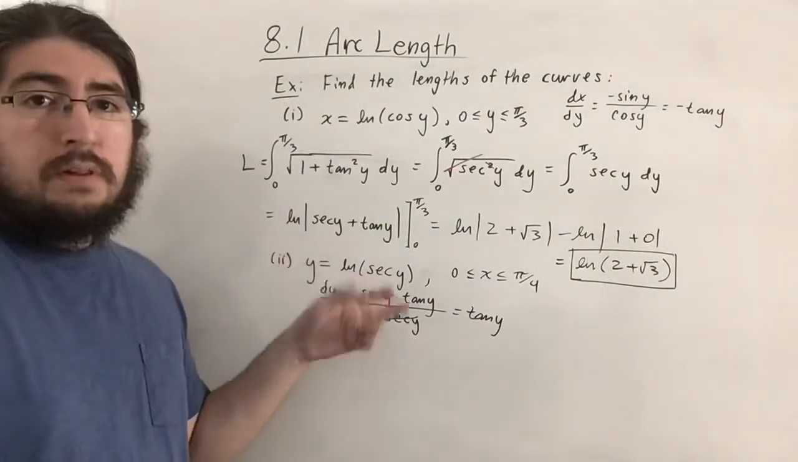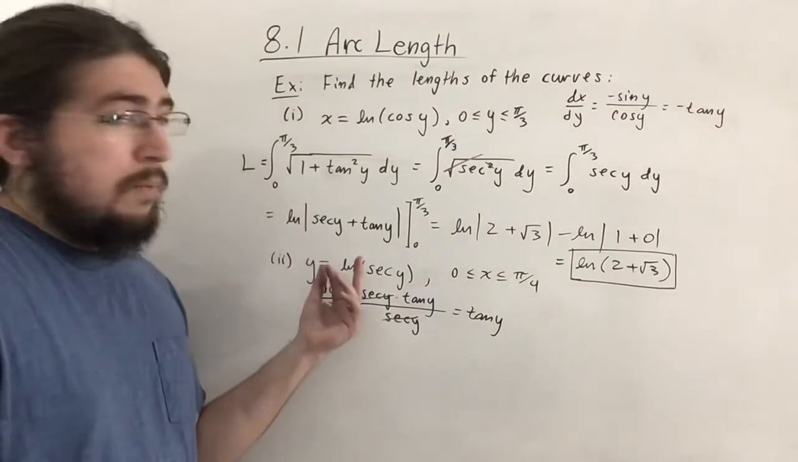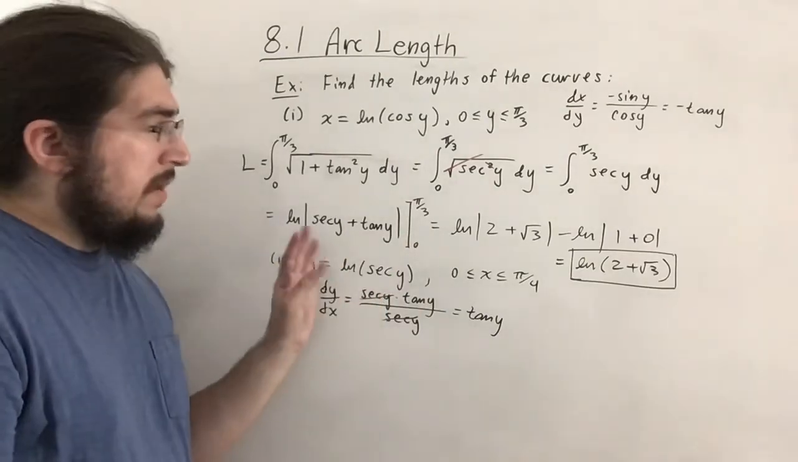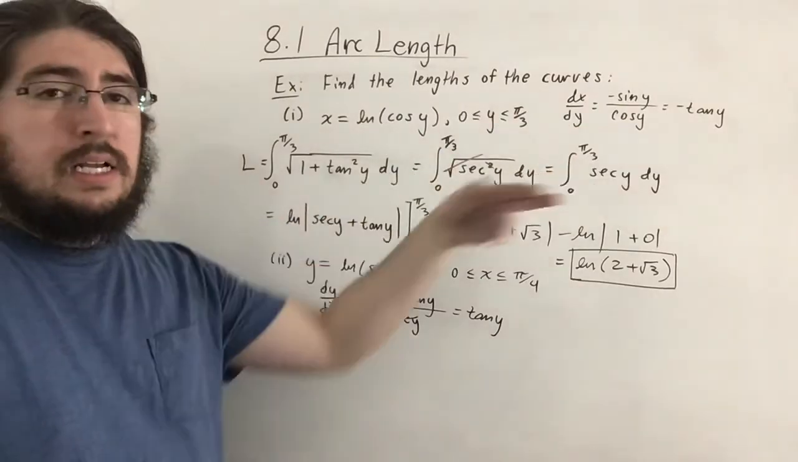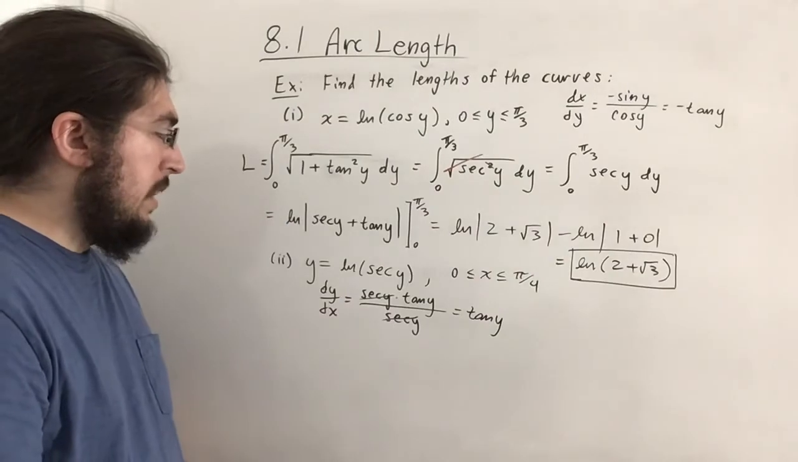Since secant is the reciprocal of cosine, we can write this as cosine to the negative 1, and there's a log property that lets us pull the power negative 1 out as a multiplier, so we get negative ln of cosine. Since the derivative of ln of cosine is negative tangent, the derivative of the negative of that would be positive tangent. So it's really nice that we can do that.